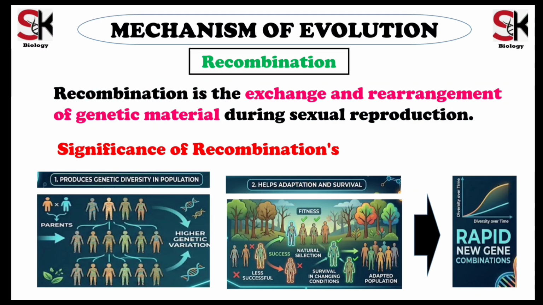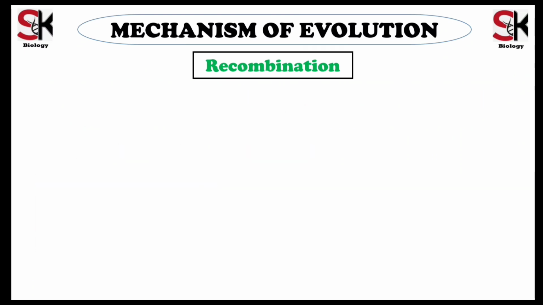Recombination is important because it generates genetic diversity in a population and it helps organisms adapt to changing environments. So these are the two important significances of recombination. Now let us understand types of recombination and their mechanism of action. Basically, there are three main mechanisms of recombination.